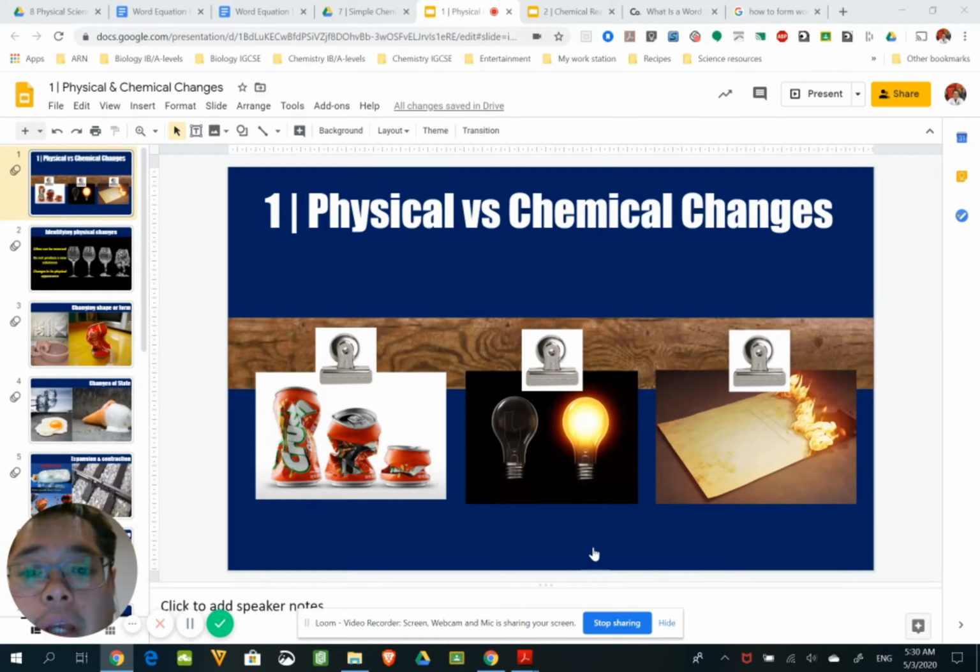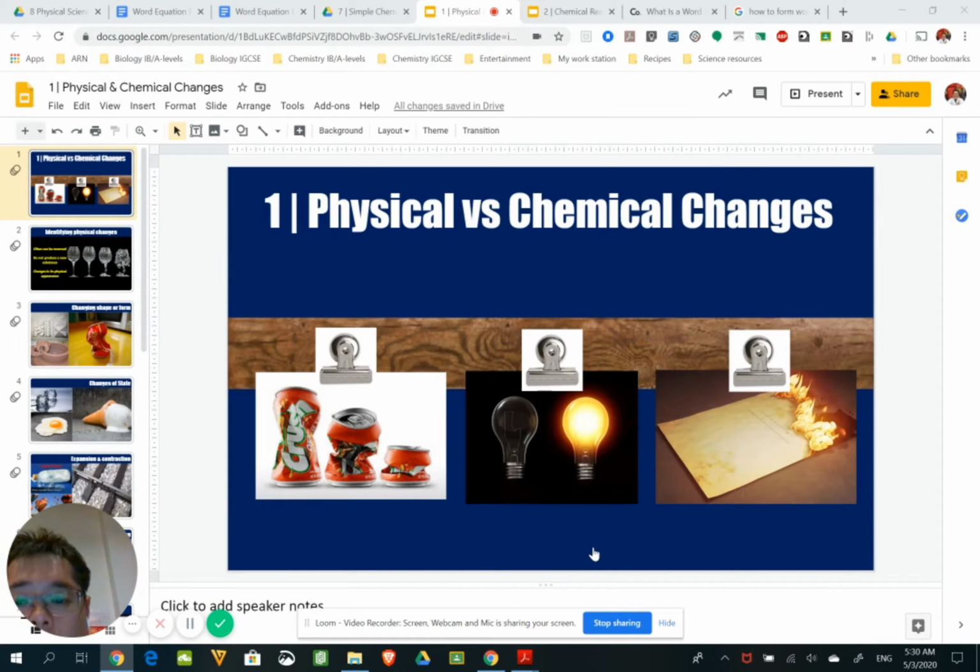Morning, everyone. This is the start of our new topic of simple chemical reactions. The first topic that we're going to do is the difference between physical and chemical changes. I did ask you the other day to read through this topic and place it in table form to compare the difference between physical and chemical.